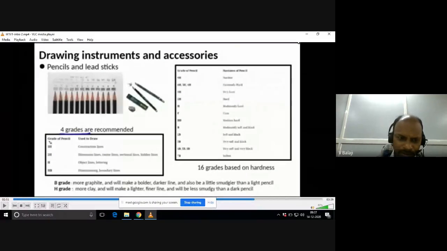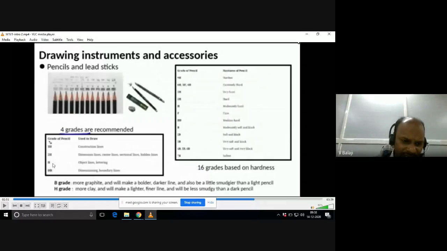drawing purpose. Here recommended is 3H, 2H, HB, right? Here it is mentioned 3H, 2H, HB, but to avoid unnecessary changing of pencils and to save time, we go for only H and HB. Remember all those things. Don't buy all 16 grades of pencils in the market. You buy only H and HB.